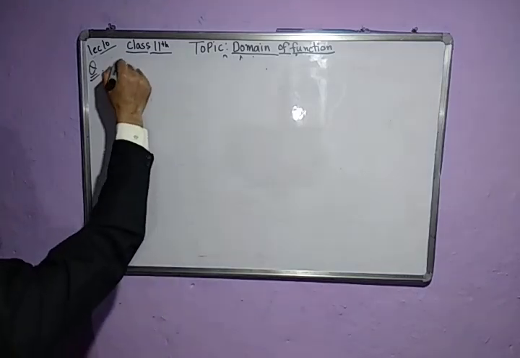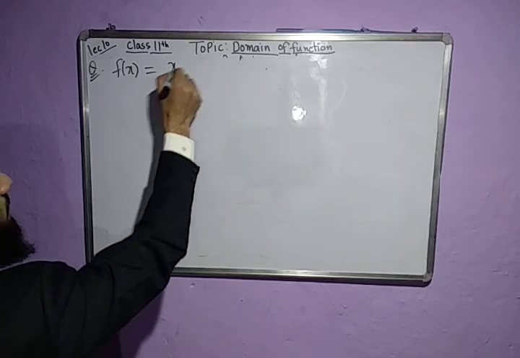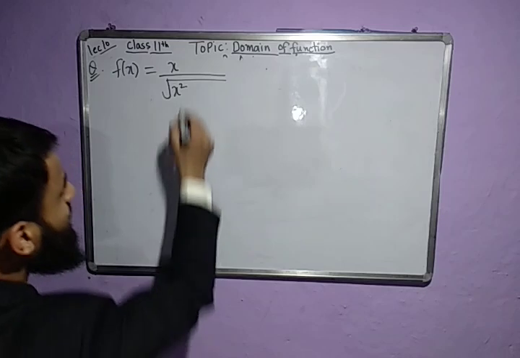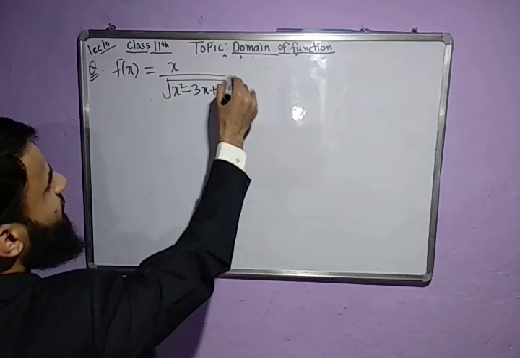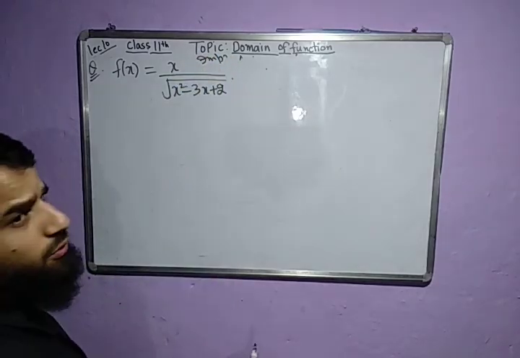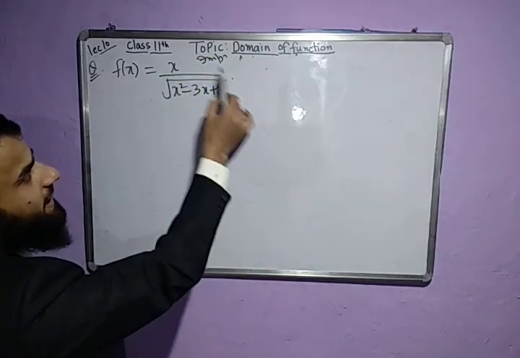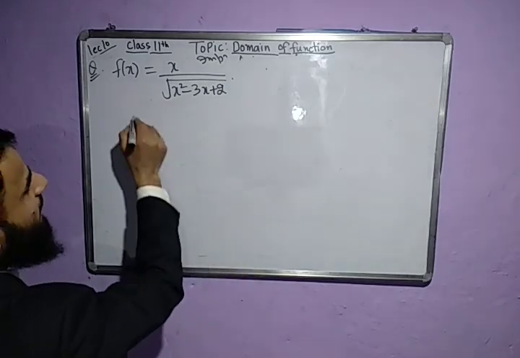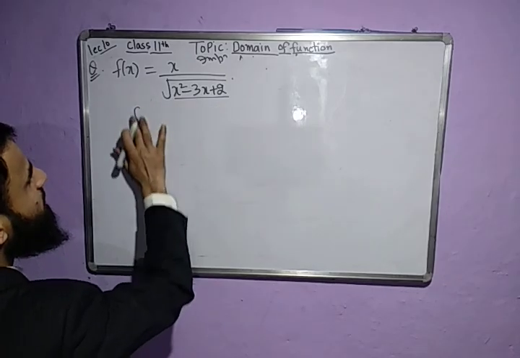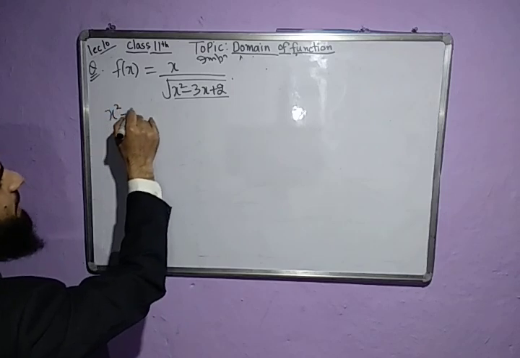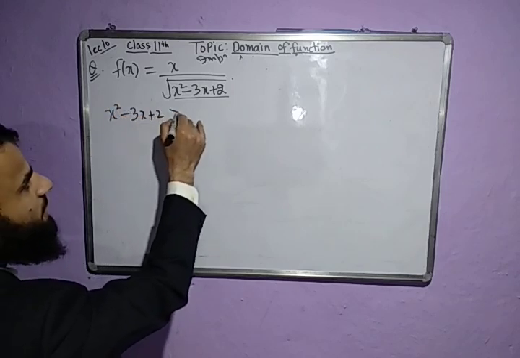The question is f of x is equal to x divided by under root of x square minus 3x plus 2. This is a very, very important question. Actually, the two rules are mingled in this one question. Okay. Now, for f of x to be defined, first of all, two things will happen. This x square minus 3x plus 2 should be greater than or equal to 0.